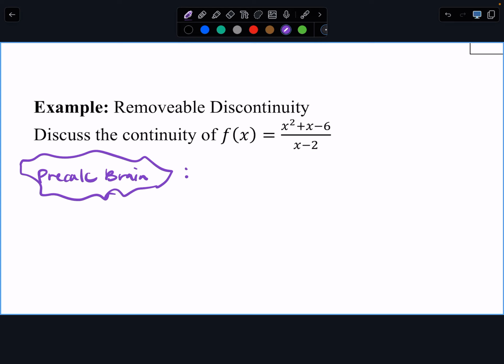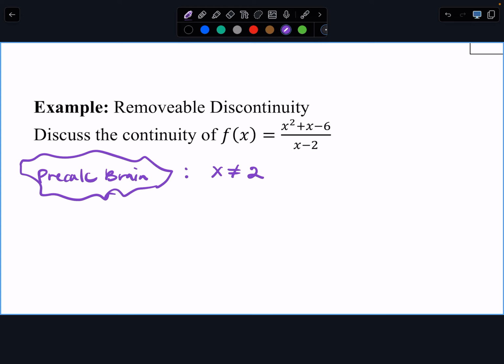So think back to pre-calc, if you're being asked about the domain of this function, you would look at it and go, okay, x is all real numbers except for 2, like negative infinity to 2 union 2 to infinity. So with our pre-calc brain, we're like x can't be equal to 2. Also relying on your prior knowledge, you know that's the only domain restriction.